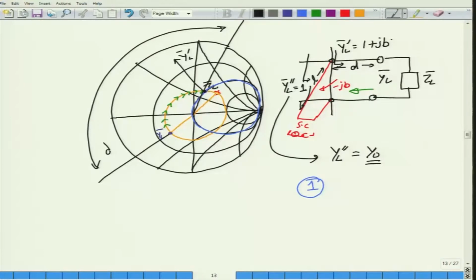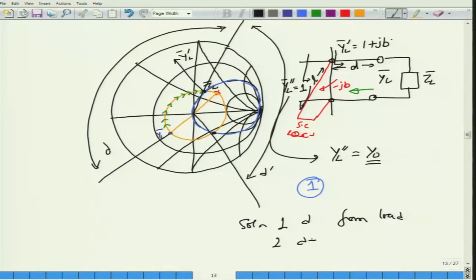Of course, if you continue your journey, you would reach one more point here, which you can consider as a second solution, and this as the first solution. For the first solution you are at a distance of d. For the second solution, you would have to cover an extra distance of say d prime. So solution 1 is at a distance d from the load, whereas solution 2 will be at a distance of d plus d prime from the load. We will not consider the second solution, since whenever you want to place a stub, you want to place the stub as close as possible to the load. Therefore, you usually are okay with the first position itself.